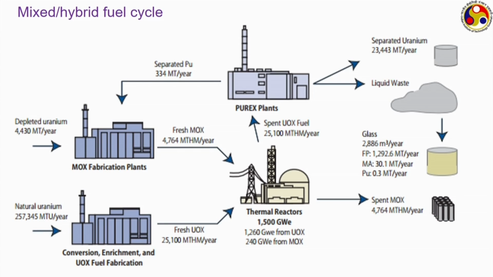This is the mixed or hybrid fuel cycle, where the thermal reactor itself is of capacity 1500 gigawatt, but it is receiving both a fresh stock of uranium oxide and also a fresh stock of MOX from the MOX fabrication plant. So, both are supplied to the thermal reactor, and finally, this amount of MOX will not be spent, that is, this comes out from the reactor.